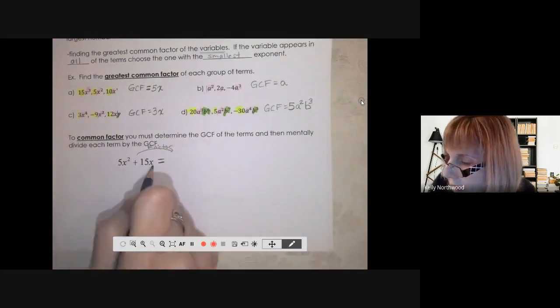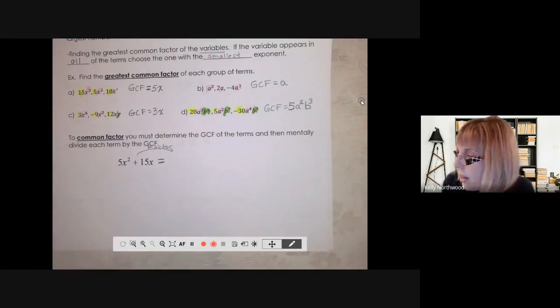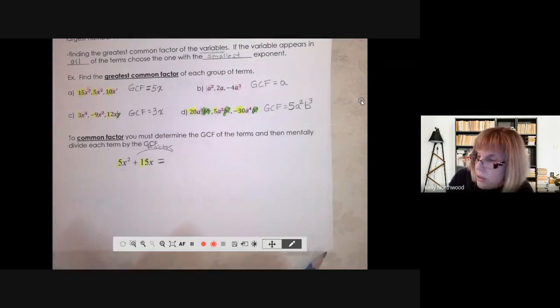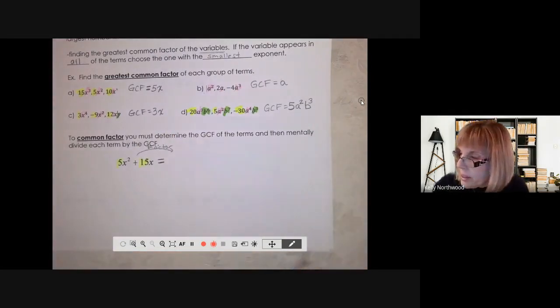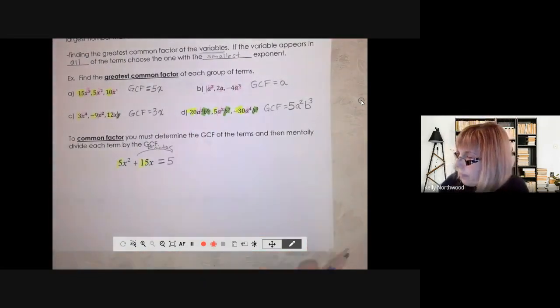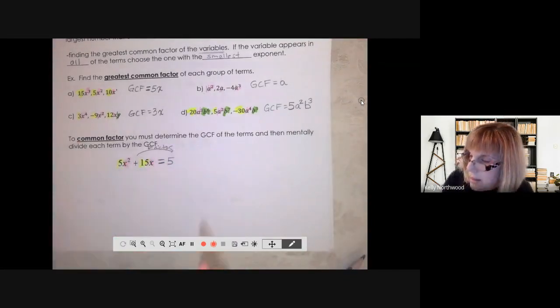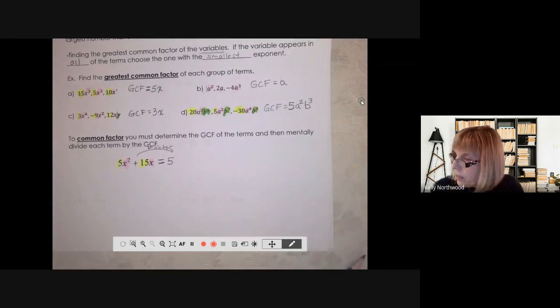So first of all, we look at our two terms on this side and we look at the numbers. The greatest common factor of the numbers is 5. And then we look at the variables. There's an x in both.